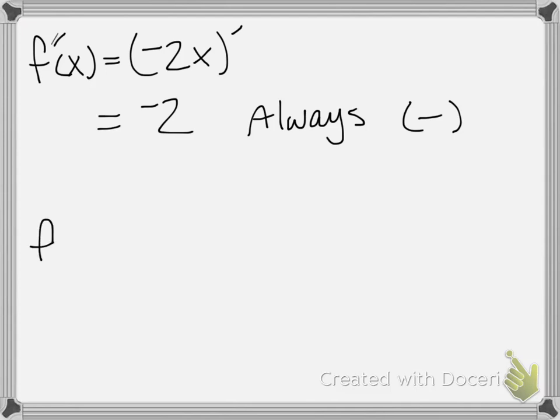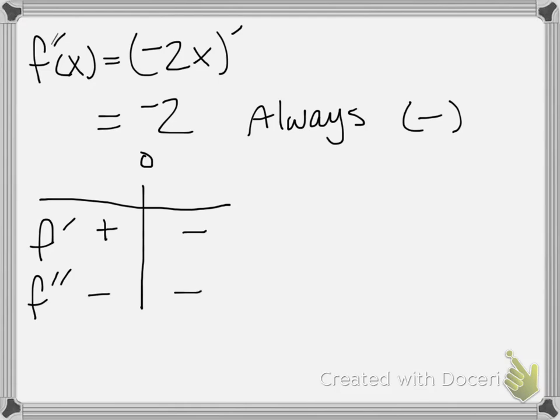So we have our f prime, f double prime, and our critical value was 0. And we just said whenever we plug in a negative, we're going to get a positive, and a negative for positive values, and our f double prime is always negative. So now we should have everything we need to do our graph.